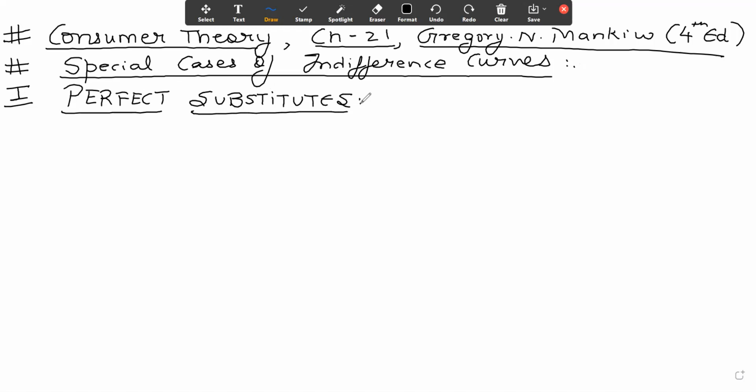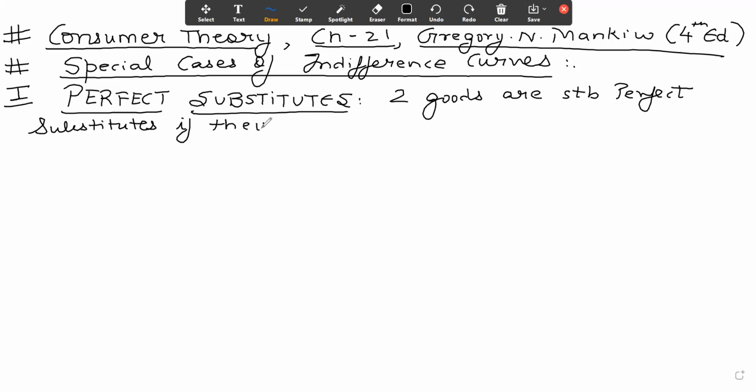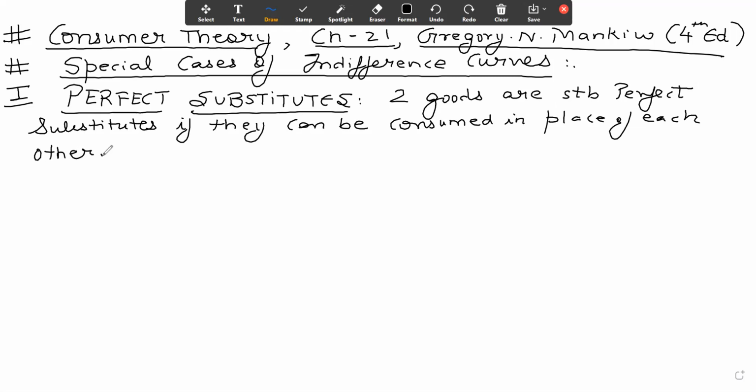So guys, when are 2 goods said to be perfect substitutes? 2 goods are said to be perfect substitutes if the consumer can consume them in place of each other.